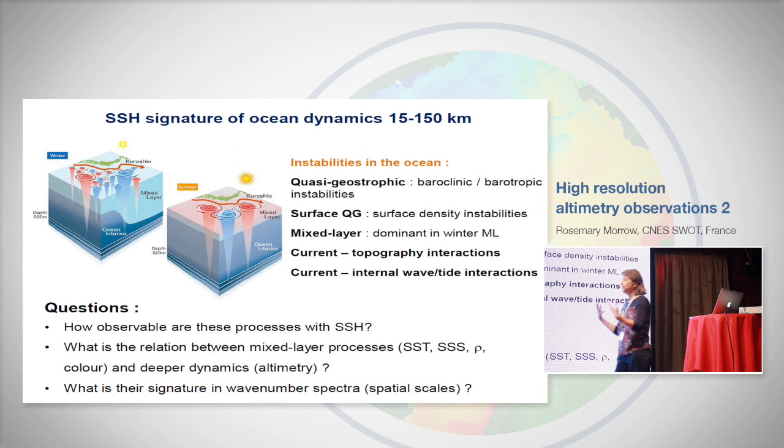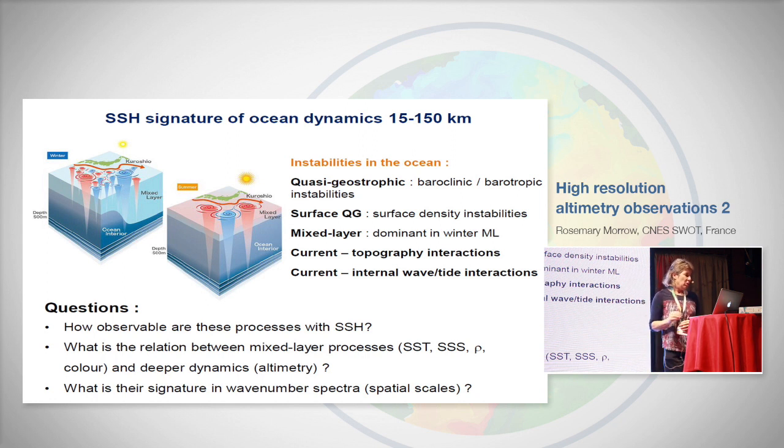So if we want to try and understand the interaction between the mesoscales and all the different types of instabilities you can have at different periods of the year, in different situations, the main questions we want to ask with SWOT are: how observable are these processes with sea surface height? And also the relationship between what we measure right at the surface from mixed layer processes and from other satellite observations of temperature, salinity, etc. And what altimetry sees as sea surface height, because it will always be an integrated quantity. So it's not just what's happening in the mixed layer, it's what's happening in the mixed layer plus the rest. And so that interaction is something that we can really access with altimetry.